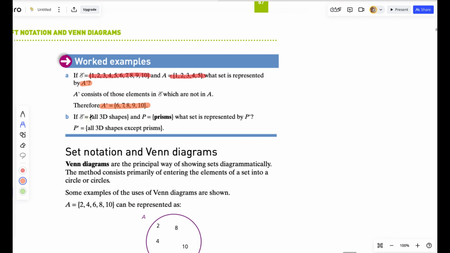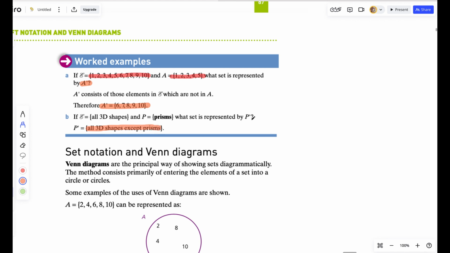Now let's see question number 2. If the universal set is all 3D shapes and P is prisms, what set is represented by P prime? It means all other 3D shapes, like cylinder, pyramid, cuboid, sphere, any other 3D shape without the consideration of prism.